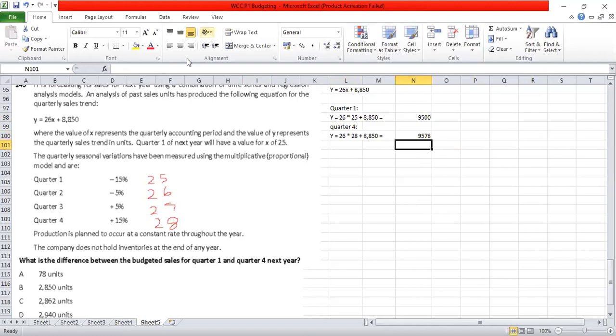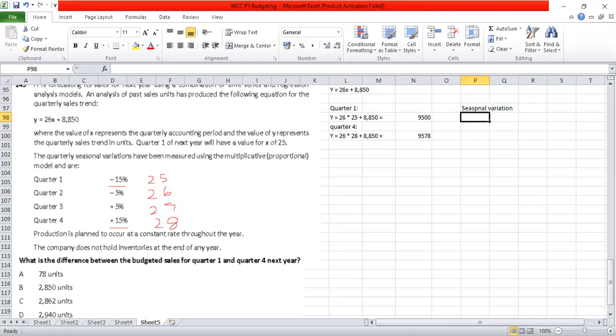The quarterly seasonal variations have been measured using the multiplicative model, the proportional model. The forecasted values based on the trend are 9,500 and 9,578. But the seasonal variation is minus 15%. It is to be proportionally calculated. And for quarter 4, it is plus 15%. If we are to accommodate the seasonal variation, 9,500 is the trend value, the expected trend. Based on the expected trend, we could calculate it as 9,500 and 9,578. But for the first quarter, there is a minus 15%. So that has to be adjusted.